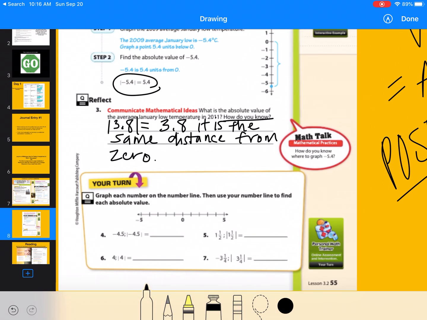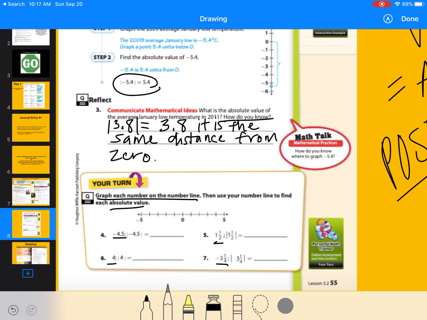So number 4, 5, 6, and 7. Graph each number on the number line. So the first thing is to graph each number. Then use your number line to find each absolute value. So first, we're just graphing the first number in each problem that they are giving us. So I'm underlining the first number. So let's look at number 4.